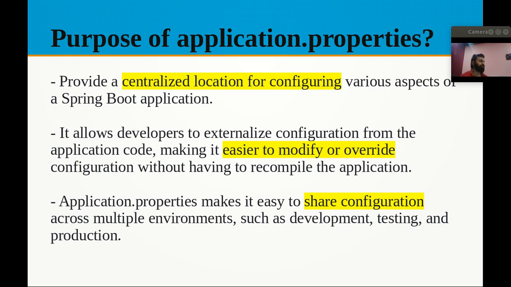Let's say in future you want to change the value of a property, then it is very easy to override the values of any property from the application.properties file, because we do not need to recompile the application again. So it makes it very easy to modify the defined properties, and it also provides a shared configuration, so you can share the values across the different environments, right? So this is the main purpose of using the application.properties file.